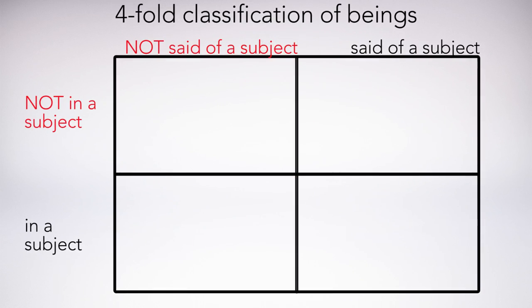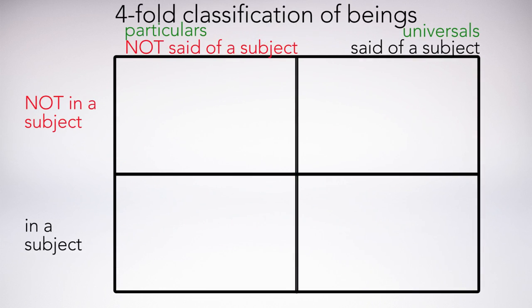Aristotle generates this fourfold ontology by invoking the two subject-predicate relations that we've been examining, being said of a subject and being in a subject. He thinks you can sort anything that is into one of four categories by asking two questions about it. Is it said of a subject? Yes or no? And is it in a subject? Yes or no? Harry Potter fans can think of these as the two questions asked by the sorting hat at the Aristotelian Institute of Ontology.